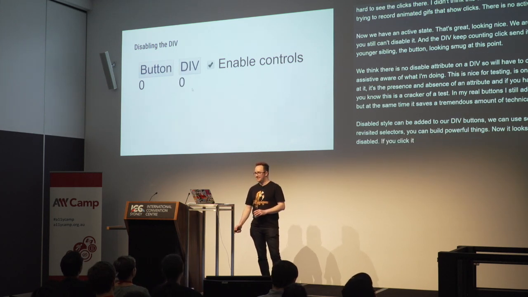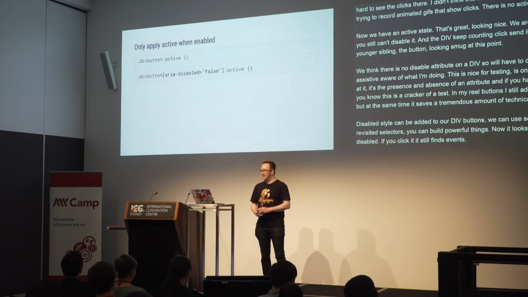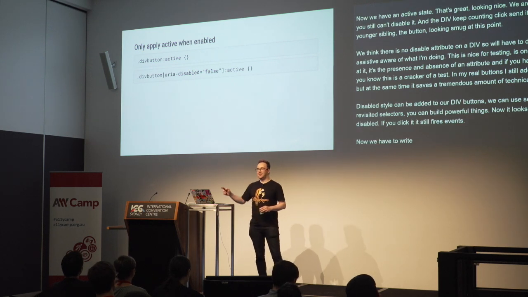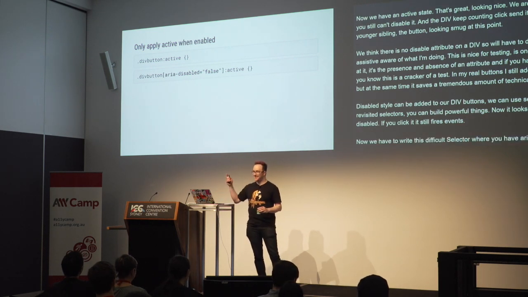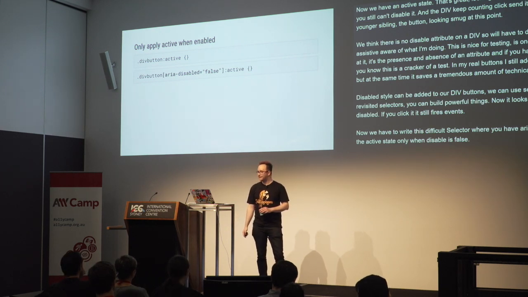Okay, it's going to take more than a morning. Let's keep going. So now we have to write this rather difficult selector where you have ARIA disabled false active, and then you can apply the active state only when disabled is false. And yeah, I wrote this the wrong way around the first time. But we're smart, we can get by.